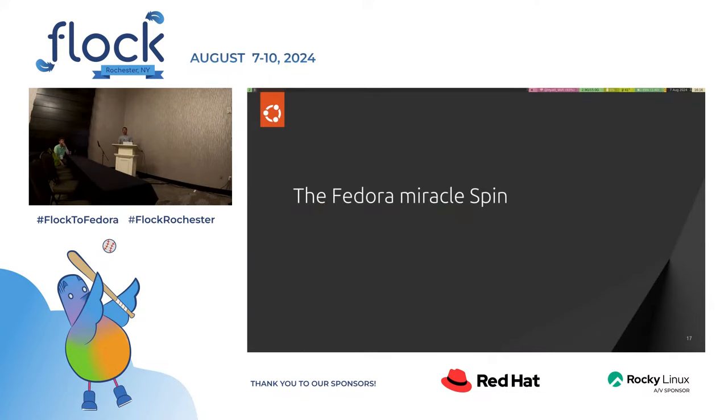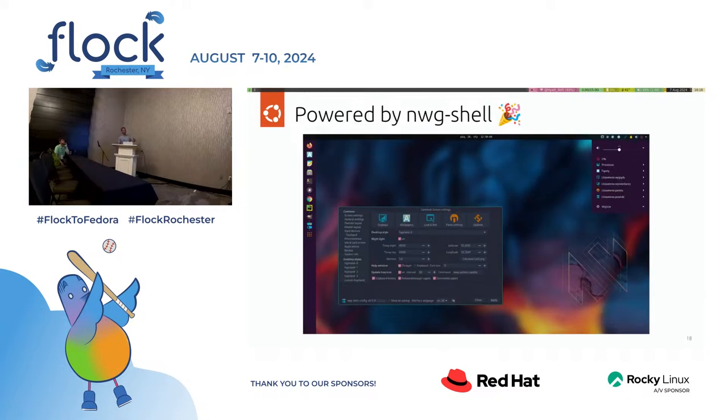All right, and now we'll talk about the Fedora Miracle spin, which is just one slide, and we're using NWG shell, if anybody's familiar with that project. It is basically a shell that is built for Sway and Hyprland, and we're just going to integrate Miracle into it and ship it as part of the Fedora spin. So it looks exactly like this. It has a slight Unity 8 type of look and feel to it.